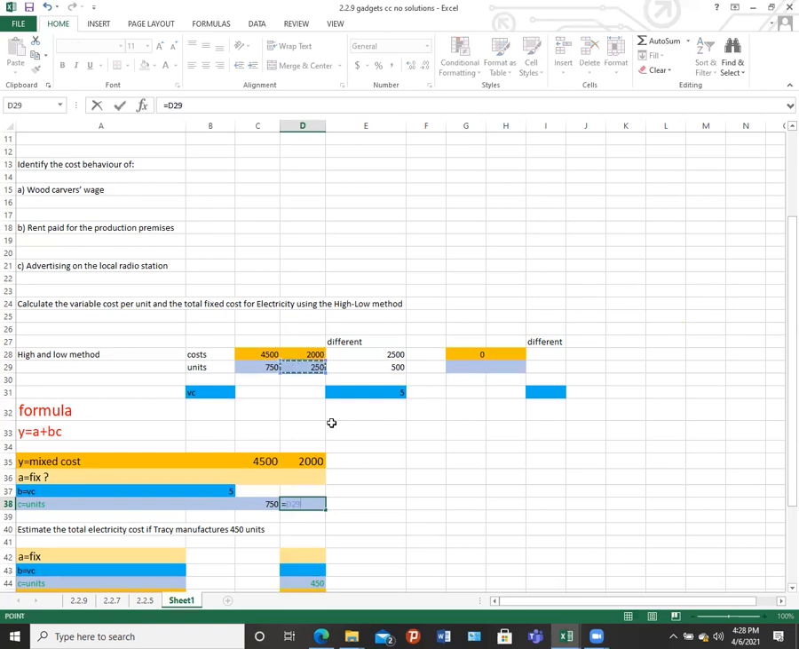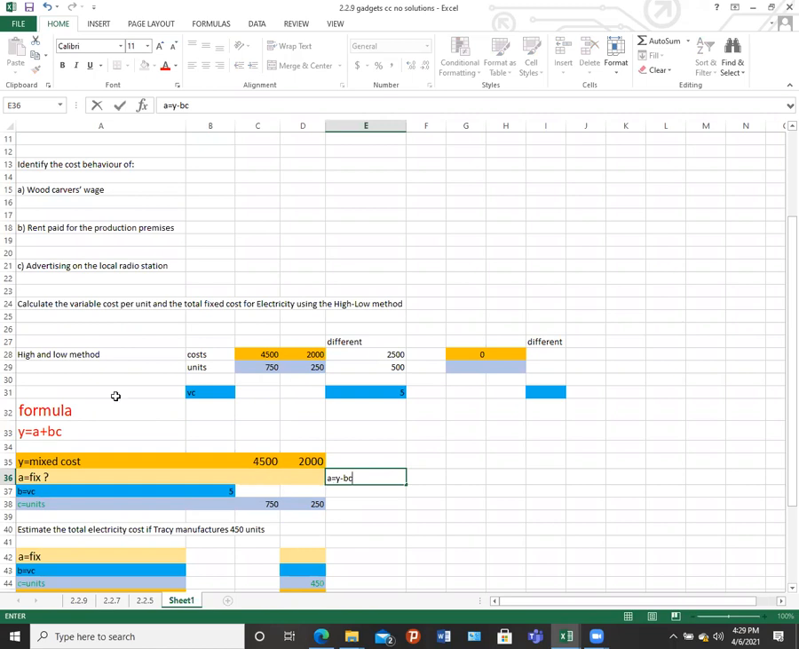Here, guys, listen. Here is a formula. You can see the formula. The formula is to calculate the mixed cost. If you have been given this one and this one and this one, you are going to use this formula, because now we are looking for A. The formula says A is equal to Y minus BC.